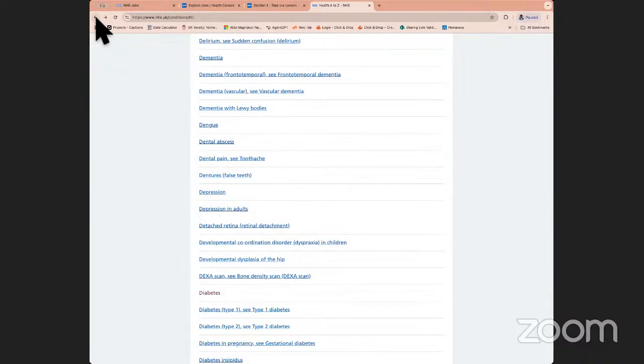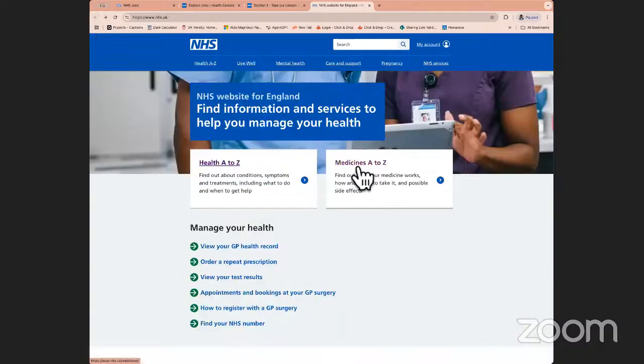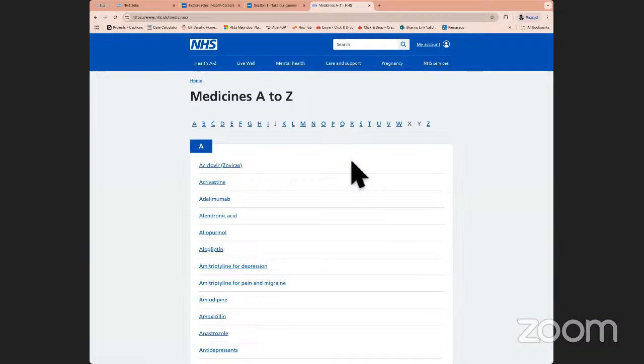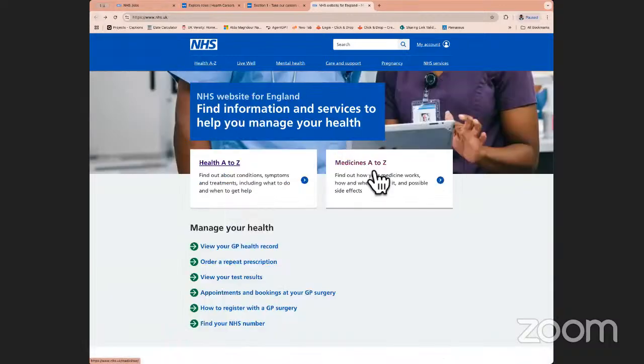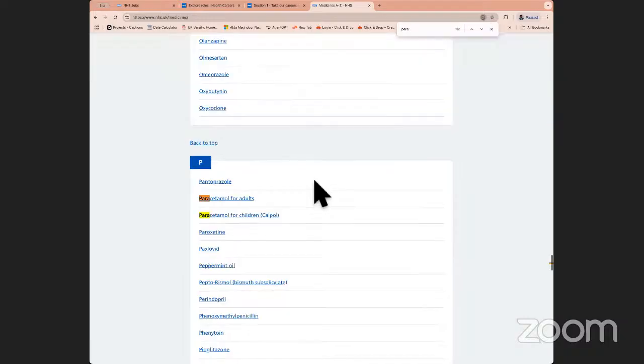Now, if you want to look at Unit 4 and Learning Outcome 6, which was about medication and administering different types of medication, on the home page of this site, if you click on Medicines A to Z, you can look at any sort of medication. Say, for example, let's look at paracetamol for adults. Or piriton, which everybody takes during the summer months because of the high concentration of pollen. If you are allergic to pollen, you would be taking piriton.